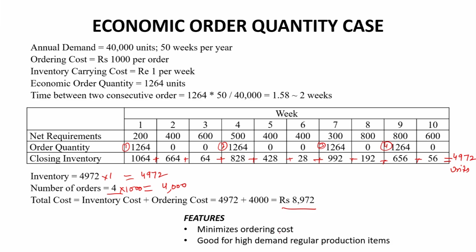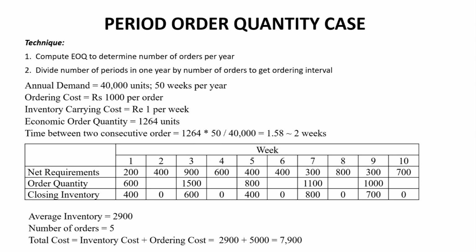This is useful because it minimizes the ordering cost. You are purchasing at the economic order quantity, which is good for high demand items and regular production items. Just like in car manufacturing, the various components and parts you can order based on economic order quantity, where the demand of the end product is regular and also high in quantity.